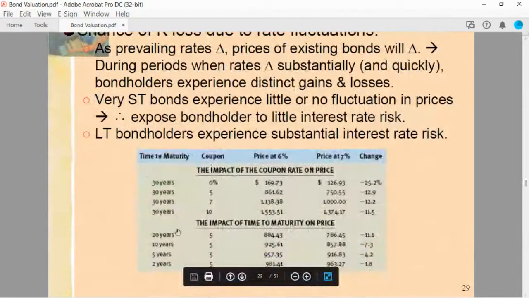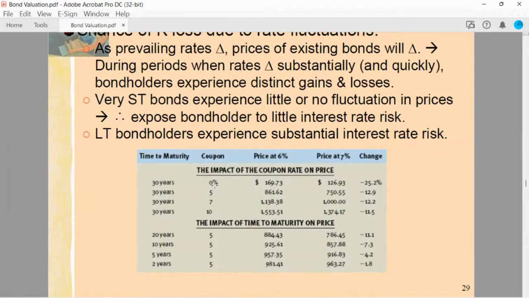So let's take a look at this example. If it is a 30-year bond, coupon rate is 0, 5, 10. The higher the coupon rate, the less the impact. Interest rate changes from 6% to 7%. How does the price change? If it is a 30-year bond and the interest rate is 6%, 169. If the discount rate, not the coupon rate, goes up to 7%, 120, the price changes negative 25%.